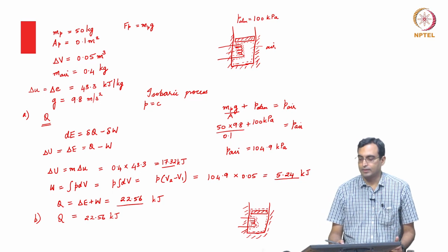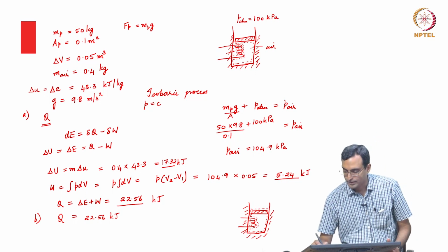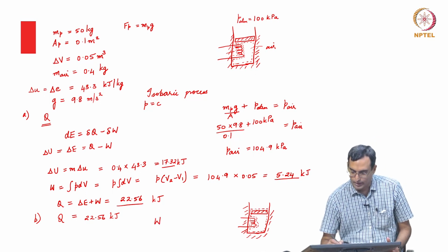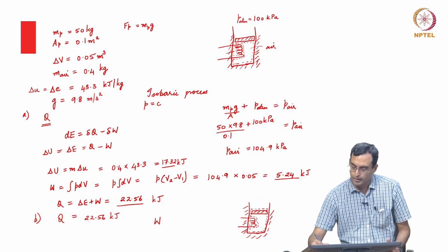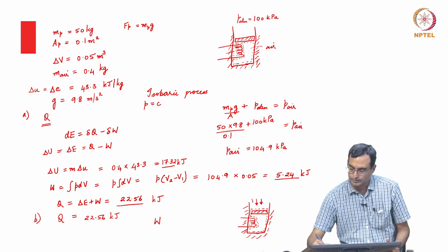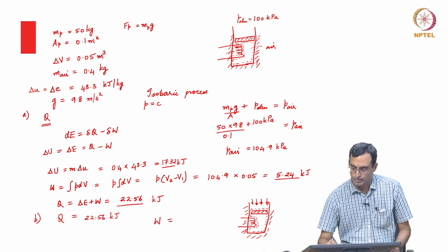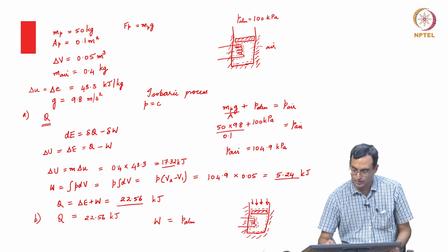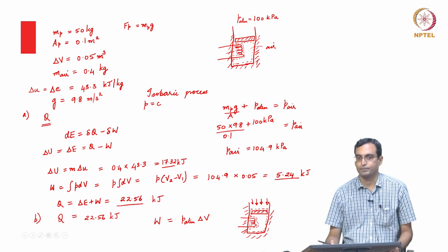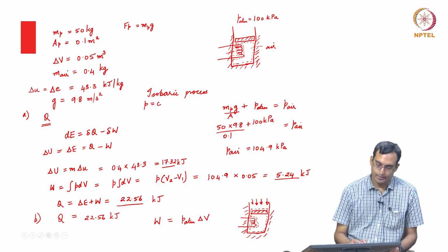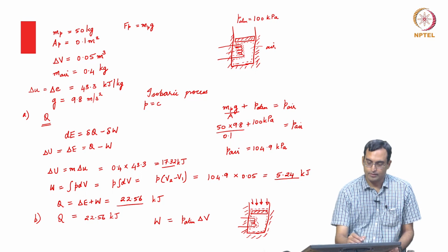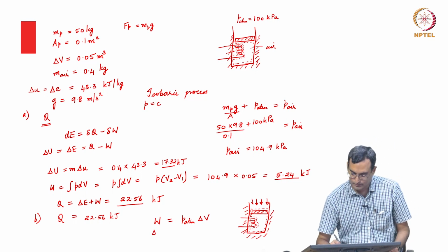So, what happens is, if this is now part of the system, in terms of work, when I look at it, I am only doing work against whatever pressure is here. So, the work now is only work done against the atmospheric pressure. So, that would change. And if I am looking at internal energy change, I know the change in energy of the air, which is given.